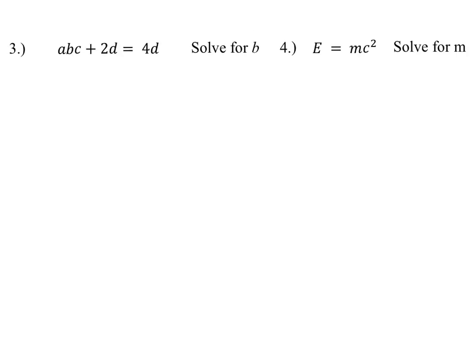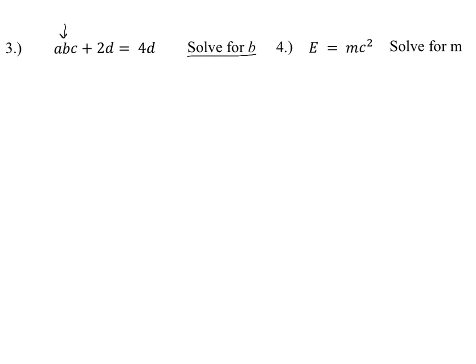And continuing now to number 3. Number 3 says we want to solve for b. So again, I'm going to locate the variable I'm trying to solve for. It's that b right there. There are no other b's in the problem. So to think about how to start this problem, we'll think about, well, what's happening to b? b is being multiplied by a and c, and then added to 2d. So the last thing being done to b is adding 2d. That's the thing you have to get rid of first.